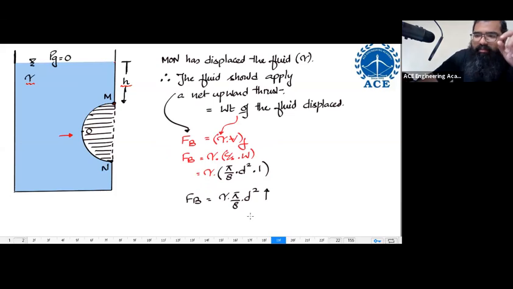Basically, people think that buoyancy is a new topic. No, buoyancy is the same topic. You are just extending the concept of hydrostatic force on a complete body now. This is the concept of buoyancy. I hope this idea of buoyancy is clear to all of you now. Very good. Let us move further now.